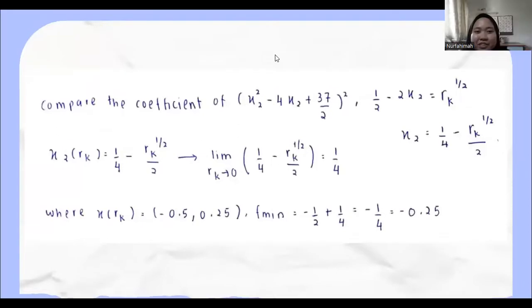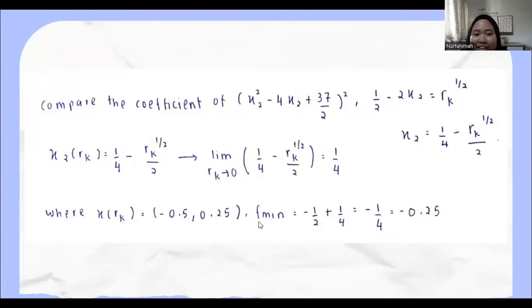Then you compare the coefficient of x2 squared minus 4x2 plus 37 over 2 squared. We get half minus 2x squared equal to rk. So we make x2 the subject. Then we get 1 over 4 minus rk squared over 2. Then we limit rk to 0: 1 over 4 minus rk half over 2. We will get 1 over 4. So the value of our x is negative 0.5 and 0.25.